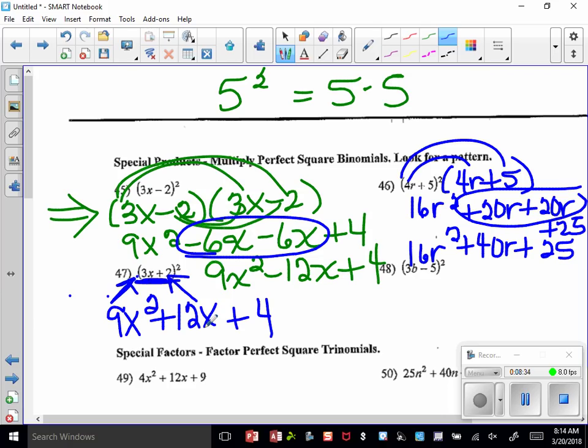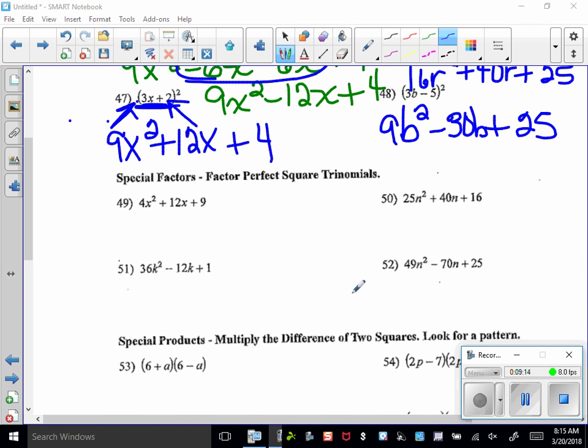All right, so let's do 48 the shortcut way. Square the first term, you get 9b squared. Square the second term, negative 5 times negative 5 is a positive 25. Multiply the terms inside and double it. So what is 3b times a negative 5? Double that, you get a negative 30b. Again, if you feel like you can't do that, then you need to FOIL it out like we did in the first two problems.